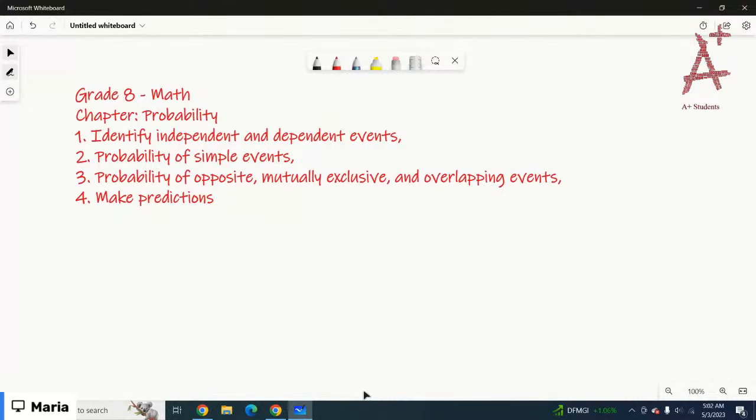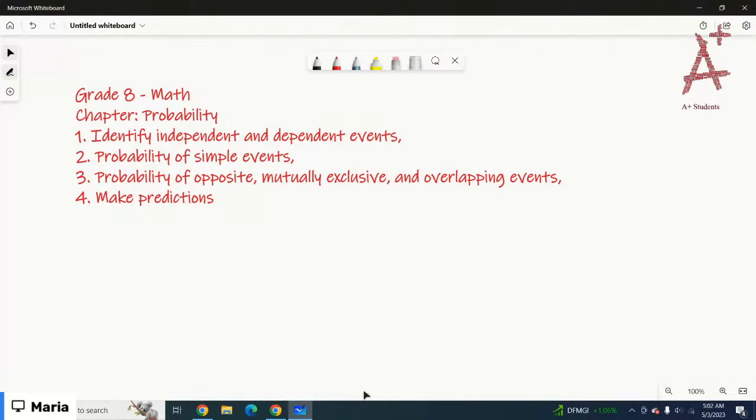You can find all the lessons on aplusstudents.com. You have to log in there using your email address and the password provided by the administrator. Then select math from the subject tab, scroll down to grade 8 maths, and click on view all lessons. There you can find a list of the chapters.